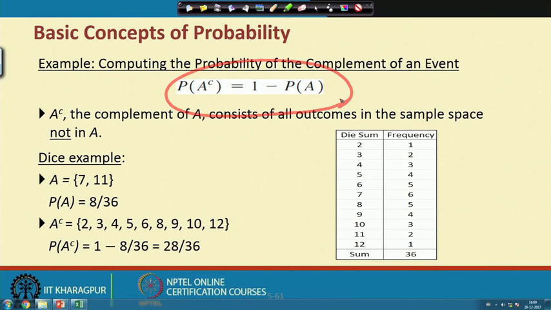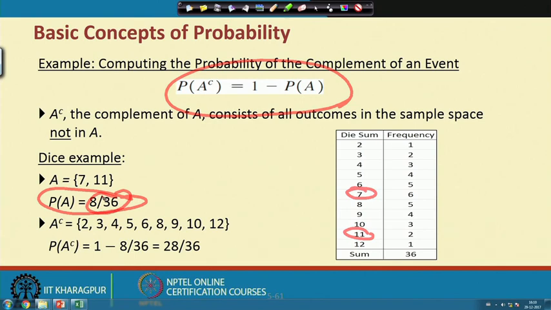Now, the same example, the dice example. Here A is an event, and the outcome is 7 and 11, which we have already highlighted in the previous examples. So the items will be 6 by 36 and 2 by 36, which by default gives 8 by 36. That is the probability of event A. If you are not including A, then 1 minus this much, 1 minus 8 by 36, will be the complement of A.